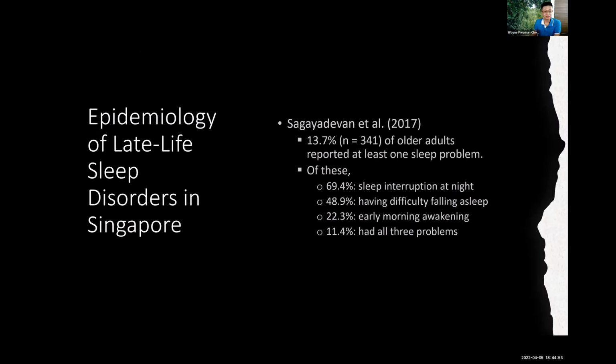Now, how about the numbers in Singapore regarding sleep disorders or insomnia? A study published in 2017 found that about 13.7 or 14% of older adults reported at least one of these three sleep problems. Of these 341 older adults, 69.4% had sleep interruption, close to half had difficulty falling asleep, about 1 in 5 had early morning awakening, waking up too early, and about 10%, or 1 in 10, had all three problems.